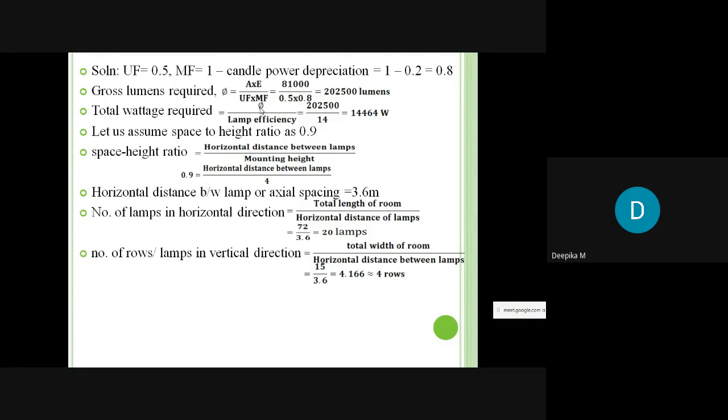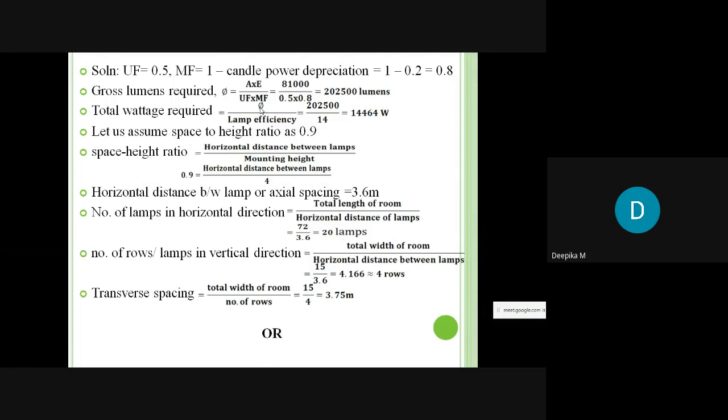So now we also have to calculate the vertical distance, or we call it as transverse distance or transverse spacing. So the transverse spacing is nothing but what? It is the vertical distance between the lamps. Okay, so this we also have to calculate. So how do we go with this? This is nothing but total width of room divided by number of rows or number of lamps. So 15 by 4, you will get the answer, which is nothing but 3.75 meter, which is nothing but the transverse spacing.